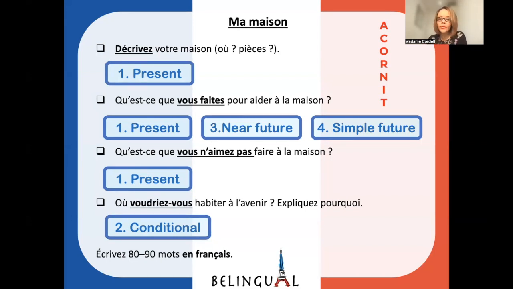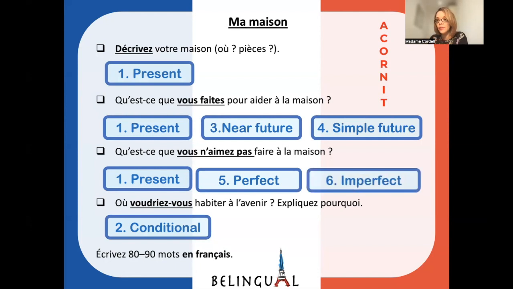Next one is qu'est-ce que vous n'aimez pas faire à la maison? What do you not like to do at home? So again, you can talk about something you don't like to do. And again, perhaps give an example of something that happened recently that you did not like. And tag it to the imperfect. Again, perfect and imperfect, they're quite nice and easy to marry together.